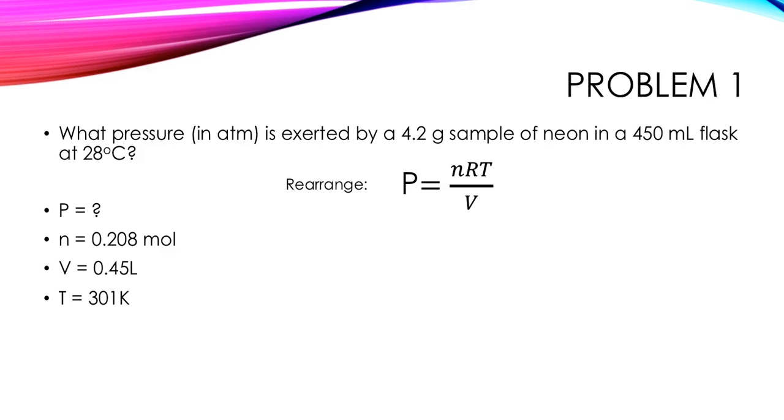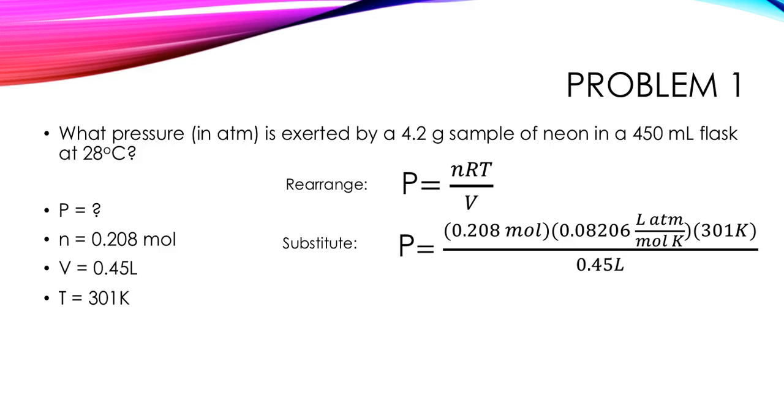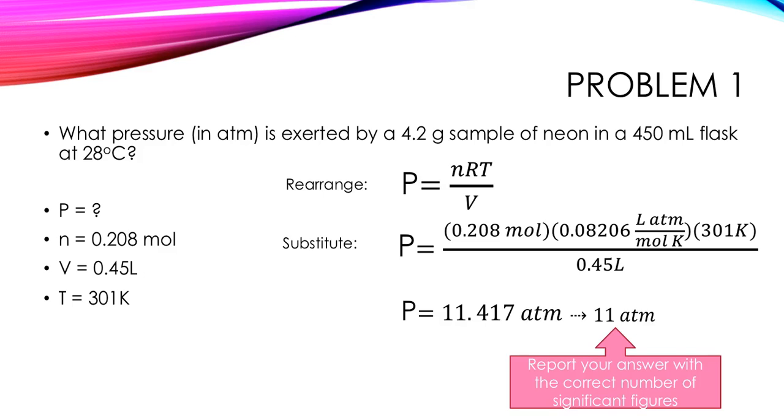All right, and once we've got that equation rearranged, it's easy to substitute our values and get a pressure in atmospheres. Now, I just wrote down here what I got on my calculator when I did the problem. But if we go back to the original problem, my mass of the neon, as I said, only had 2 sig figs. My volume only had 2 sig figs. So I really need to report this answer to 2 sig figs. So I'm going to report it as 11 atmospheres.